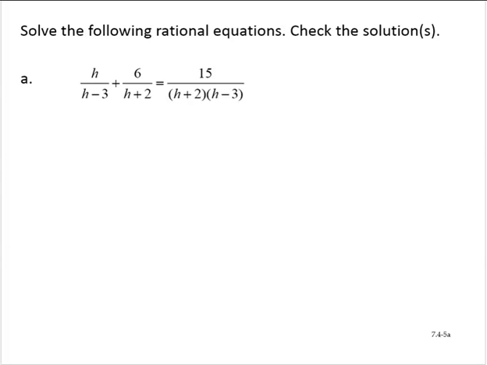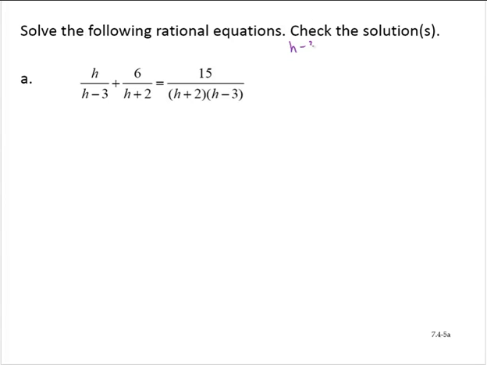Solve the following rational equations. Check the solutions. Alright, we have h over h minus 3 plus 6 over h plus 2 is equal to 15 over h plus 2 by h minus 3. Alright, so notice that we need to exclude some values like we've done in the past.